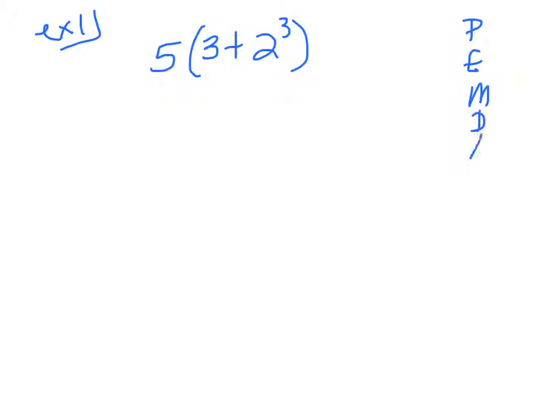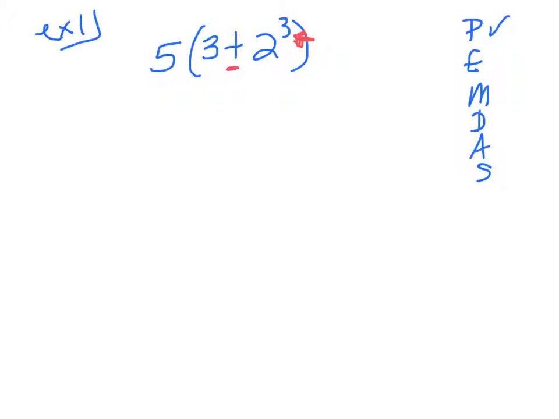Example 1, we'll do 5 times, open parentheses, 3 plus 2 cubed, close parentheses. The first thing that we have right off the bat is parentheses. Maybe I'll write this down off to the side so I can keep track of where I am. I need to look inside the parentheses and ask, what is going on in there? We do have an addition sign and we do have an exponent. So there are 2 things to do.